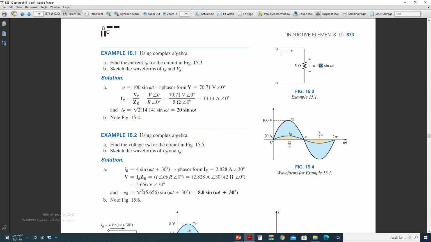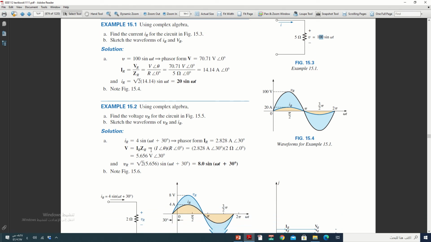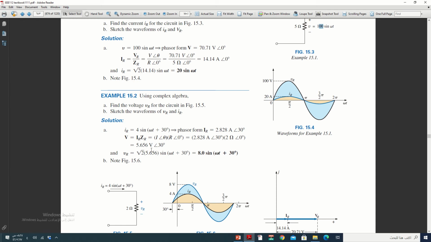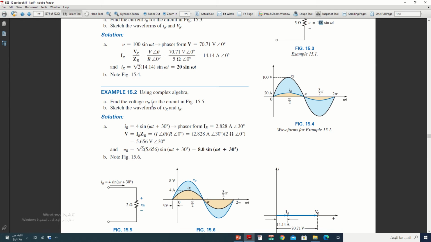And notice that we know that voltage and current are in phase in the resistor elements, as we mentioned in the last chapter. Okay, all start from 0. Let us see another example. The voltage and current start from a different angle, not 0. Find the voltage VR from the circuit.